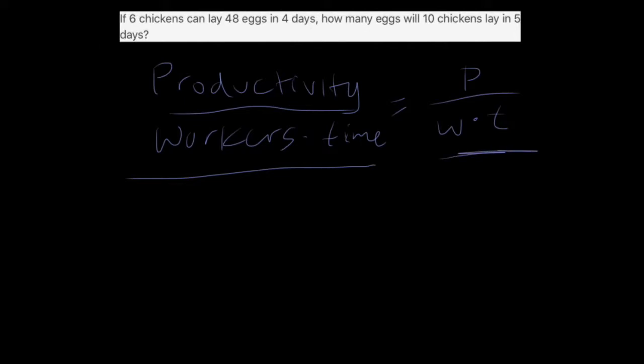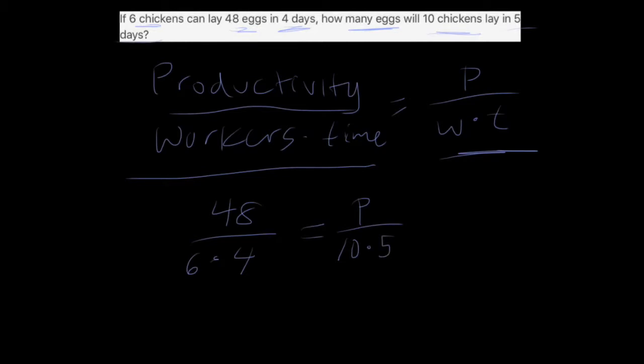So let's substitute things in. When I mean productivity, I mean what they did. So in this case, it's the chickens laying 48 eggs. So the productivity is 48, which is the number of eggs they laid, over the workers, which is 6 chickens, times the time, which is 4 days, equals, and now we're going to plug this one in. So the productivity, which is how many eggs we want. So this is our unknown, the one variable in our equation. So we'll keep it P for now. Over the workers, 10, times the time, 5 days.